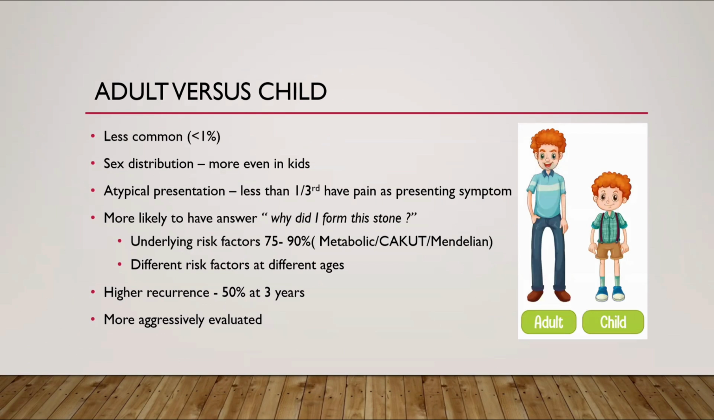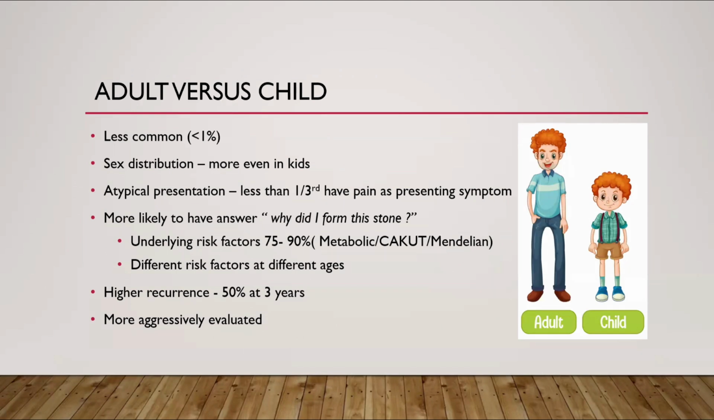Talking about the differences between adult and child stone disease, although the prevalence of stone disease has increased in children, still it is less common when we compare it to adults. And unlike adults, where stone disease has a strong 2 to 3 fold male predominance, the sex distribution is more even in children, with adolescent girls predominating in most pediatric series.